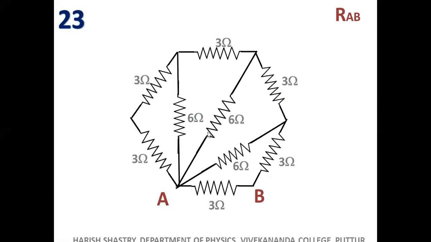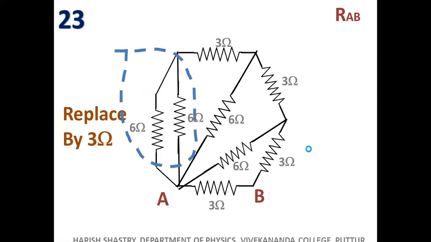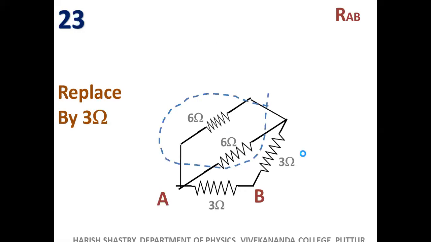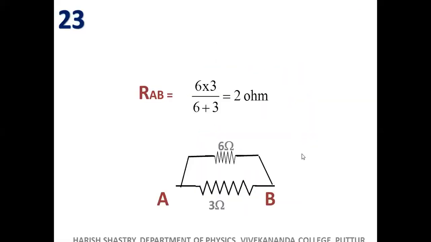3, 3, 6, 6 parallel 6 is 3, 3, 3, again 6, 6 parallel 6 is 3, again 3, 3, 6, 6 parallel 3 is finally 2 ohm. Okay, that is the answer. So try to guess it from the problem only. Okay, so the answer between A and B is 2 ohm.